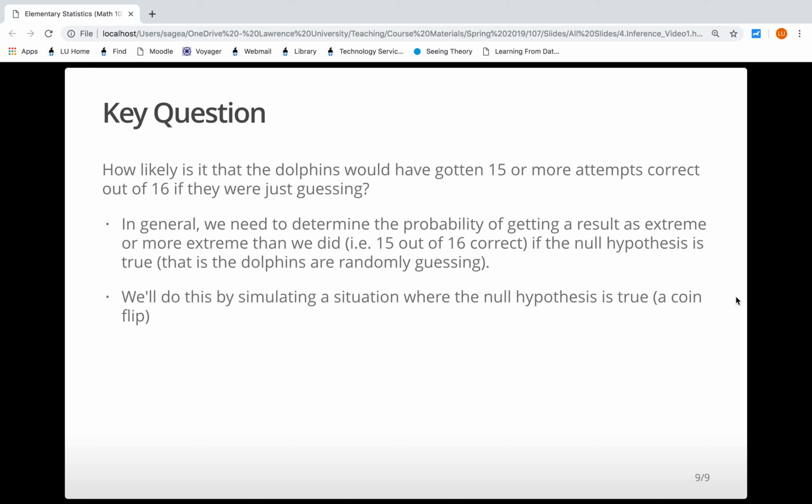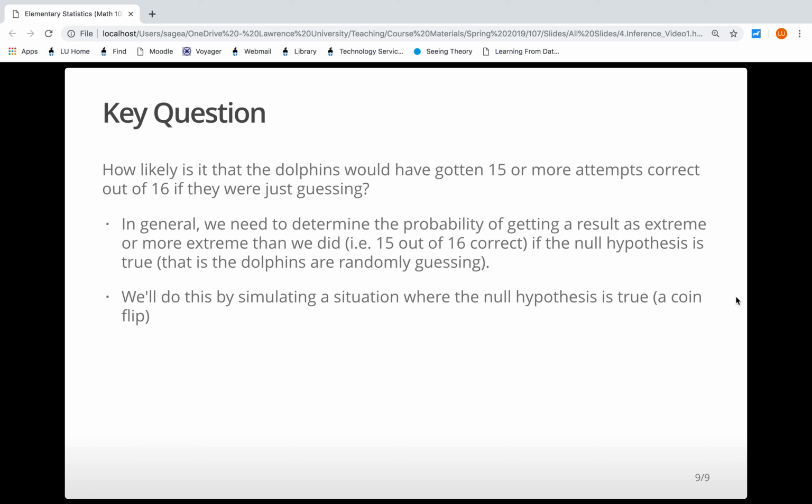The key question we want to investigate is, how likely is it that the dolphins would have gotten 15 or more out of the 16 attempts correct if they were just guessing which button to push without communicating? We need to determine the probability of getting a result as extreme or more extreme than we did, that is, getting 15 or more correct, if our null hypothesis is true, that is, the dolphins are randomly guessing.